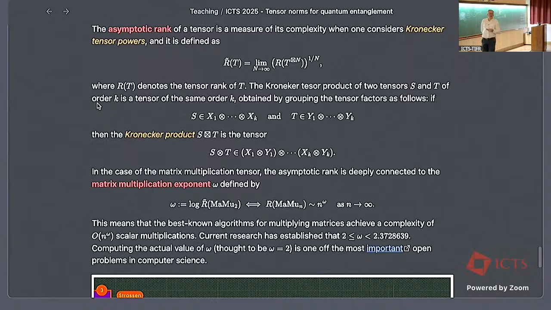So it's the rank of MAMU n. So this behaves like n to the omega, where omega you can only look at MAMU 2, but you have to take this asymptotic rank. You can play with these ranks, show that they are sub-multiplicative and all this kind of stuff. But the question is, how fast does the rank of MAMU n grow with n? I will stop here.